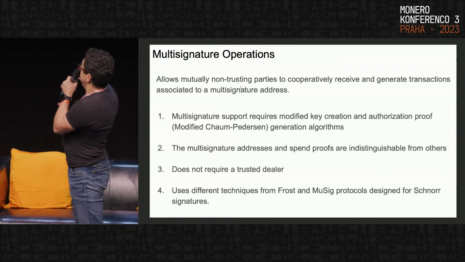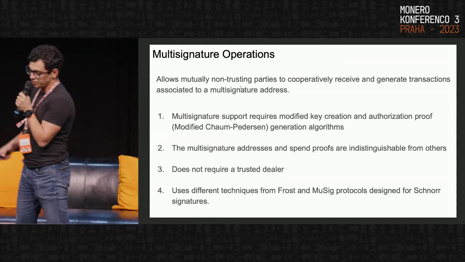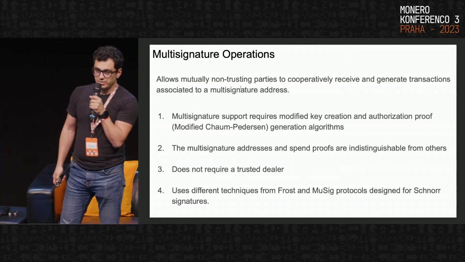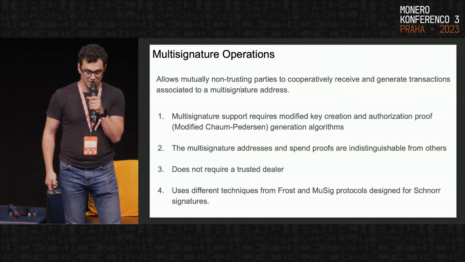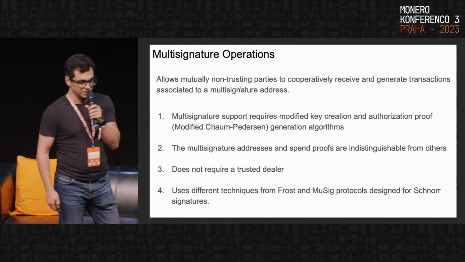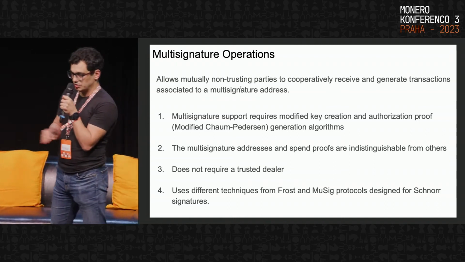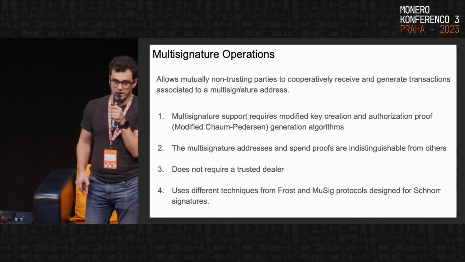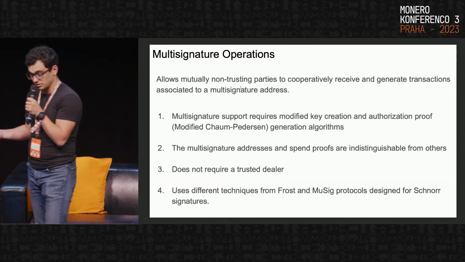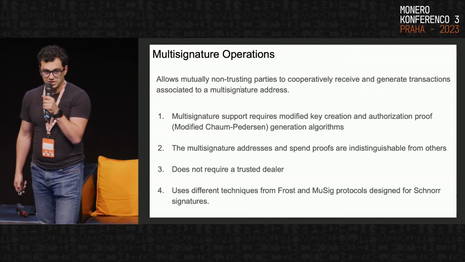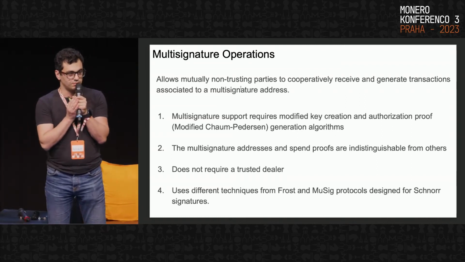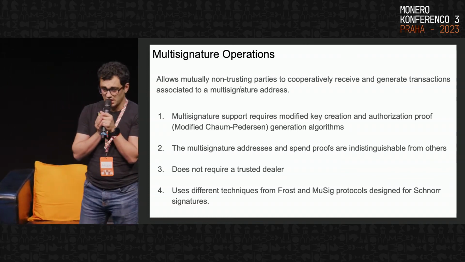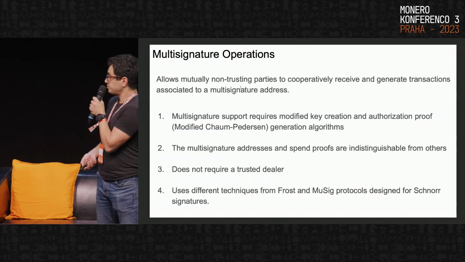For multi-signature, we provide modified key generation and authorization proof algorithms. But what is most important is that these new addresses and spend proofs are totally indistinguishable from the original ones. Also, it doesn't require any trusted dealer to support these operations. We are using different techniques from the well-known FROST and MuSig multi-signature protocols designed for Schnorr signatures.